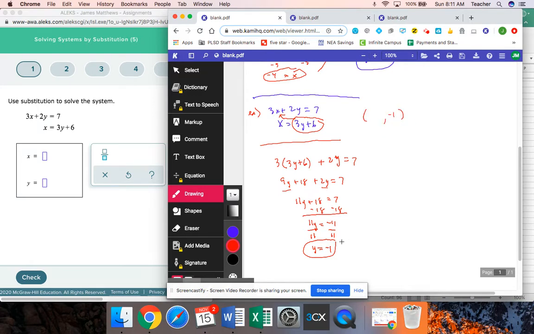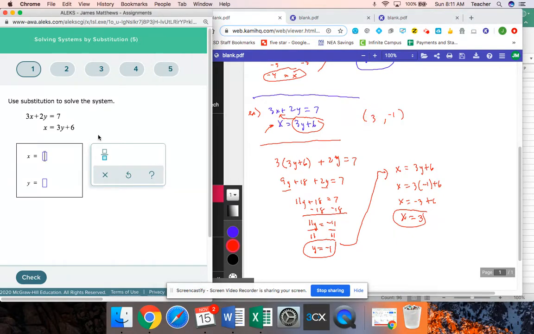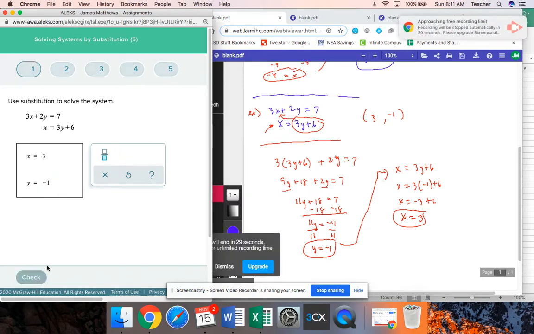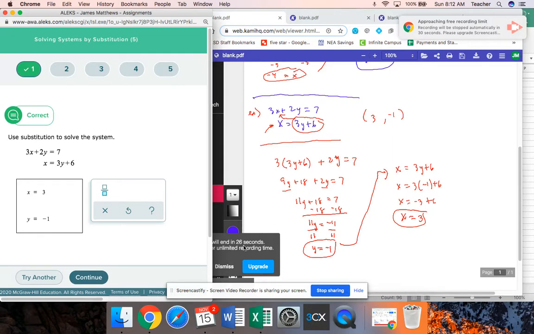Negative 1. I can take that and plug it into either of these equations. Well, since I'm trying to find x, it doesn't matter which one, but that one looks so much easier. I'm going to use that: x is equal to 3y plus 6. So that means x is equal to 3 times whatever y is, but we said that's negative 1, plus 6. So x is equal to negative 3 plus 6, or 3. That's my solution. It didn't even ask us to put it in the form of a point, but you will usually be asked to do that. 3 for x, negative 1 for y. We should be good. All right.